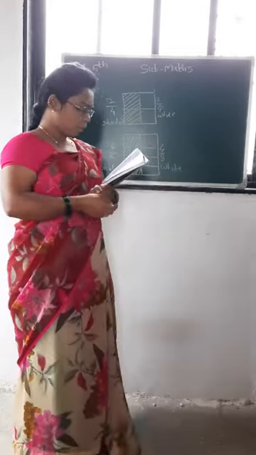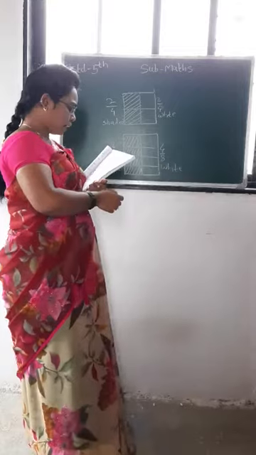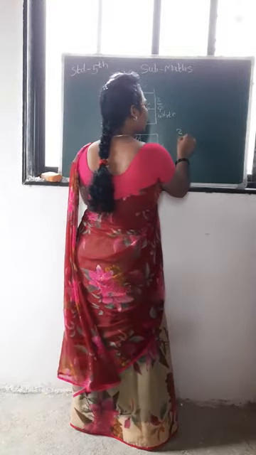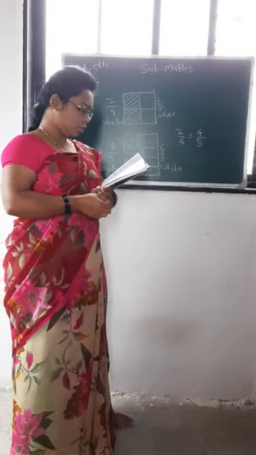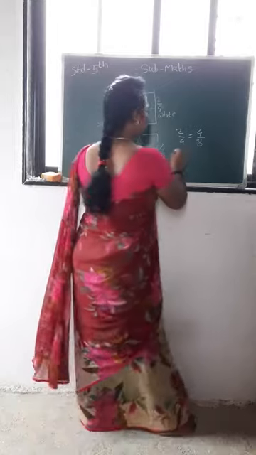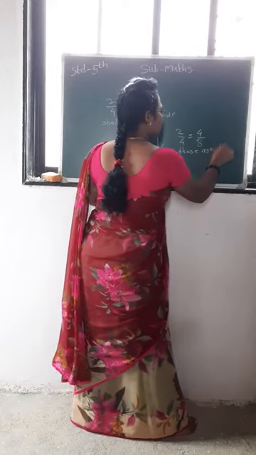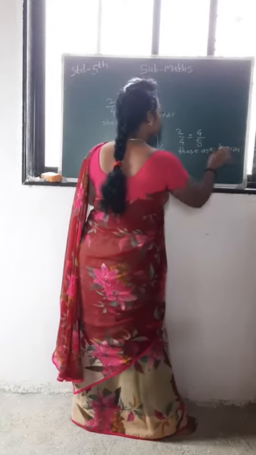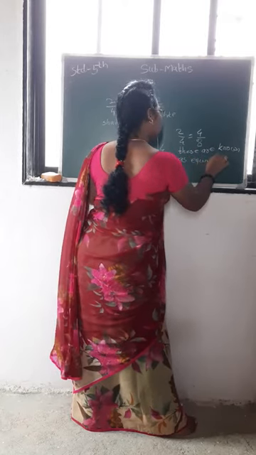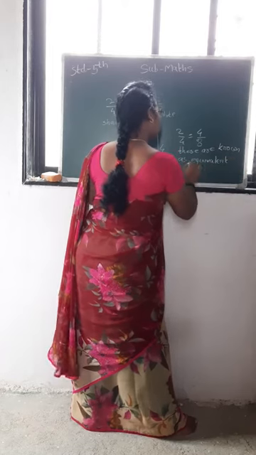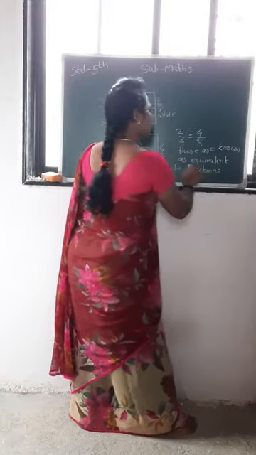Both are equivalent fractions. These two are equivalent fractions. That is, 2 by 4 is equal to 4 by 8. These are known as equivalent fractions.